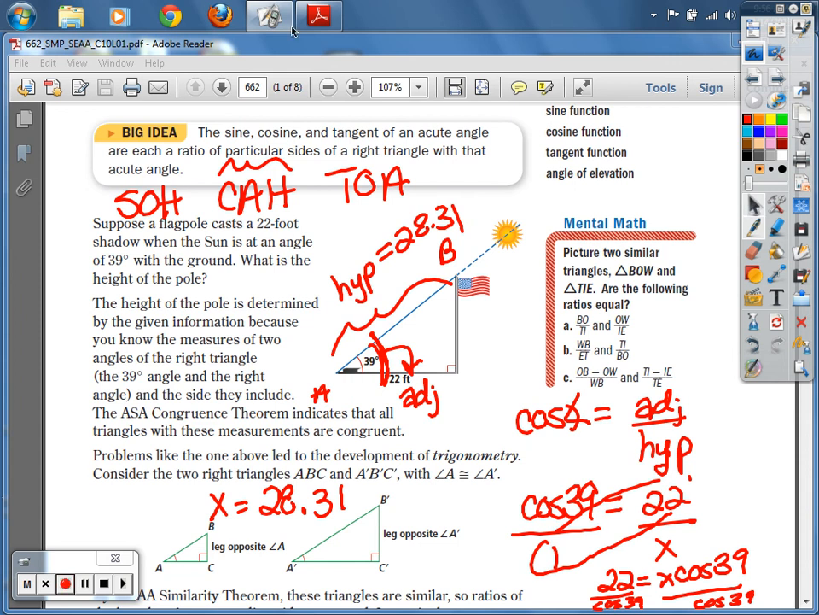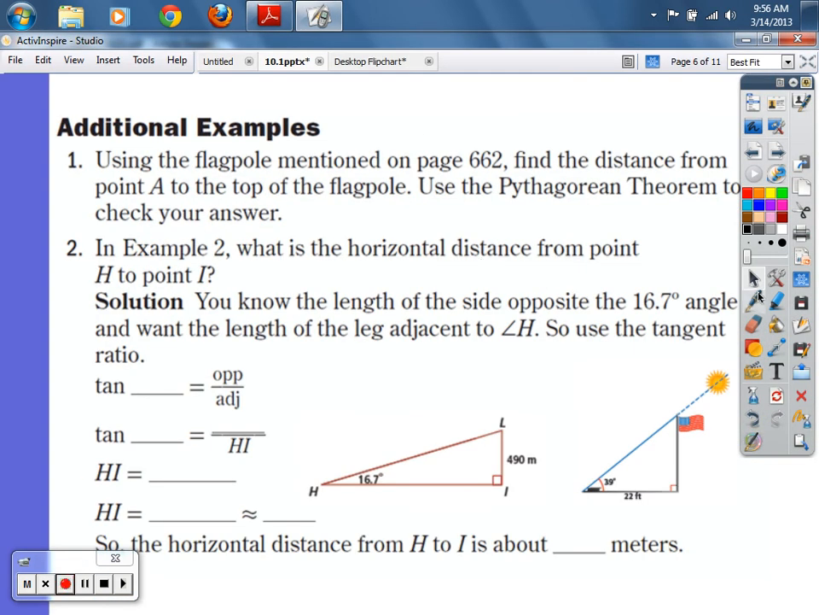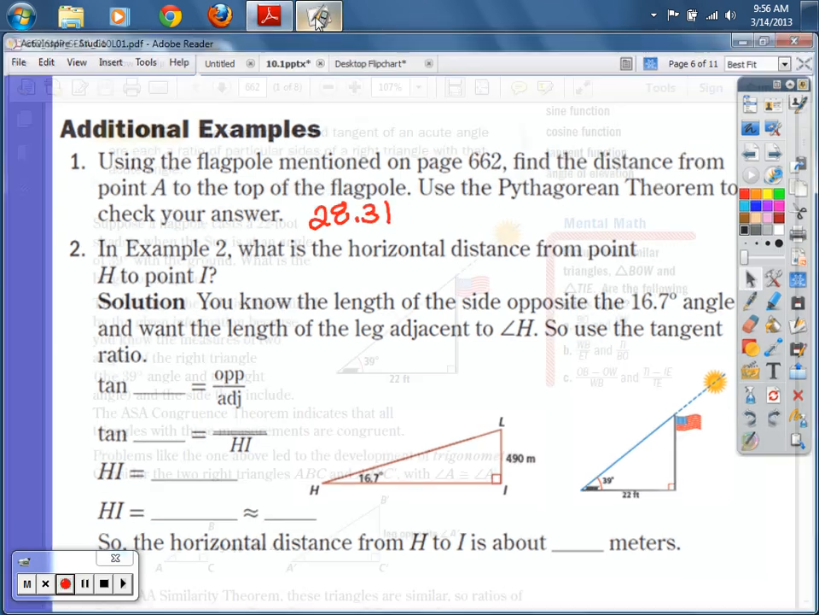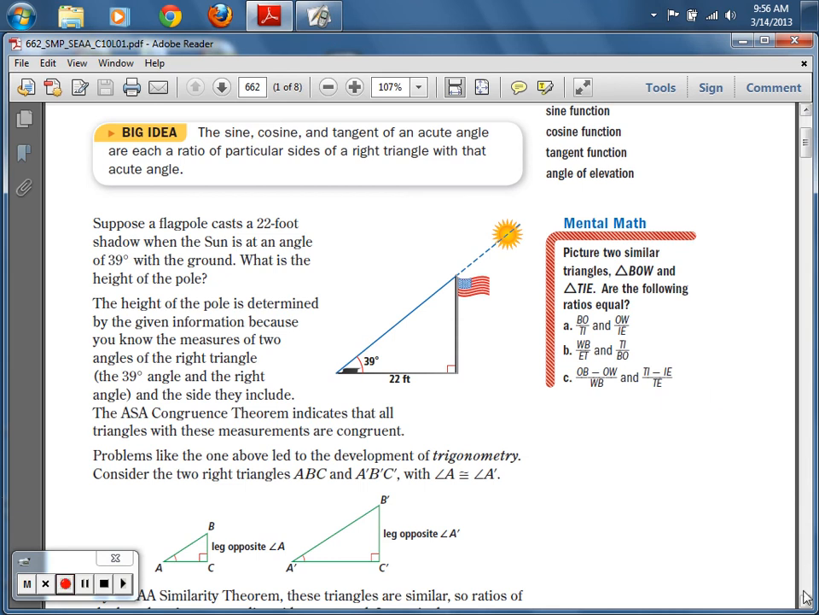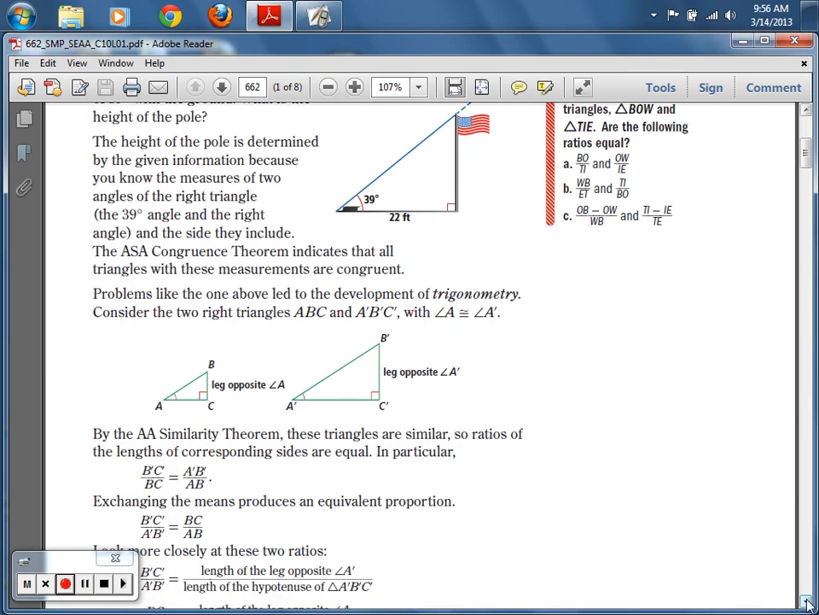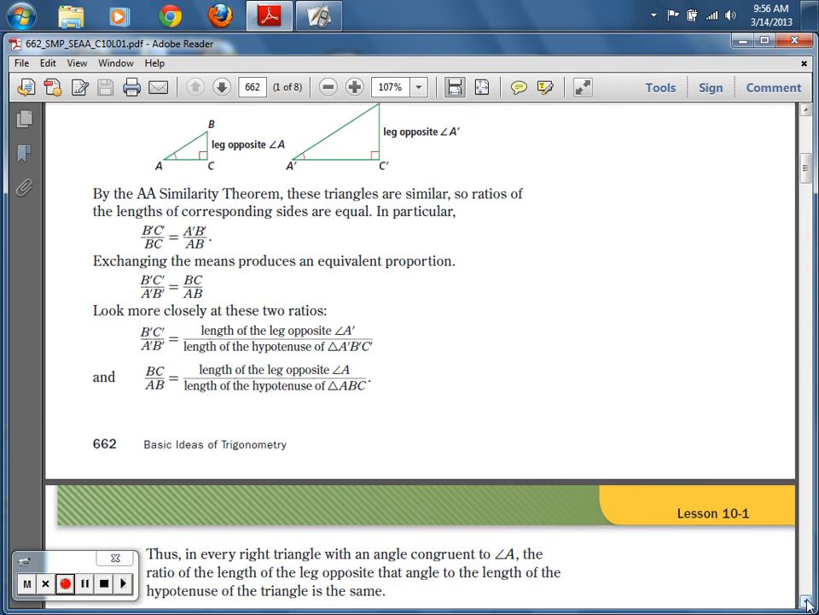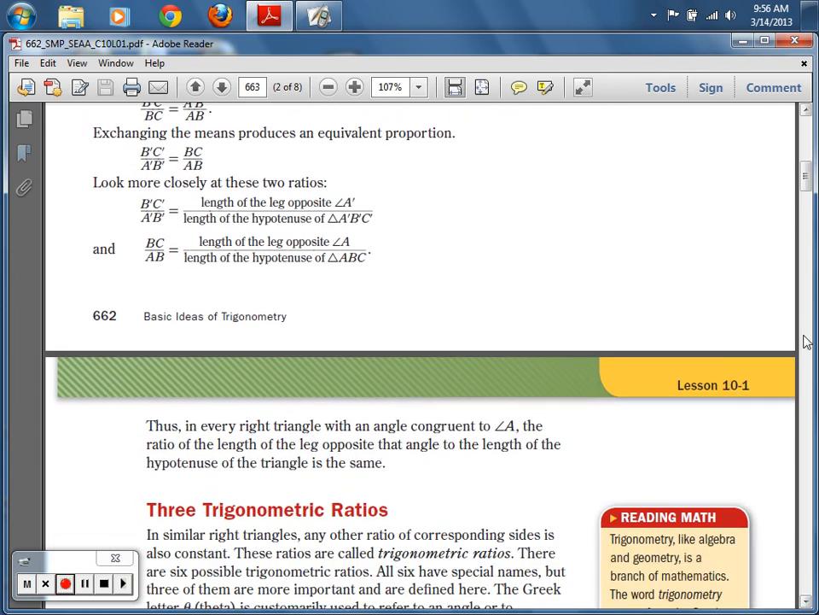Go back to my flip chart, maybe. And we got 28.31. They want us to use the Pythagorean theorem to check it. You can use your Pythagorean theorem a lot on these to check. If I look here, they should have already found one of the sides. Did they?